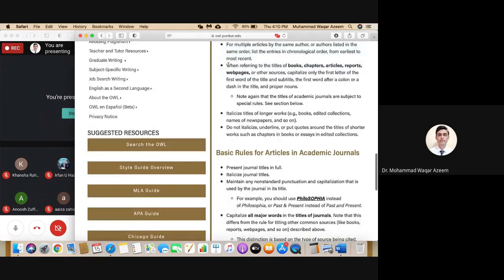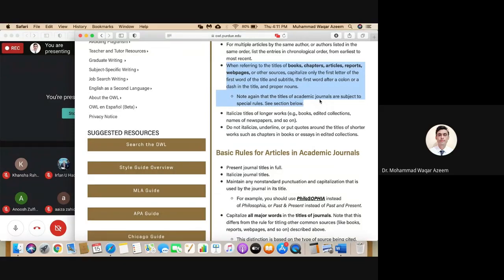Now, another general rule that applies to all kinds of resources that you are going to use. When referring to the titles of books, chapters, articles, reports, web pages, or other sources, capitalize only the first letter of the first word of the title and subtitle, the first word after a colon or a dash in the title, and proper nouns. Okay, so what does it mean?